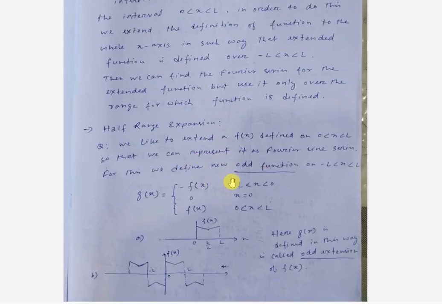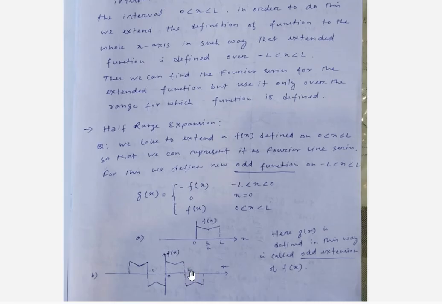Now, we would like to extend the function f of x on the interval 0 to L so that we can represent it as a Fourier sine series. For this, we now define an odd function on minus L to L. Now g of x we define such that for minus L to 0, the function is minus f of x, it is 0 at x equal to 0, and for 0 to L it will be f of x. For 0 to L we get the function f of x, but if we extend this for 0 to minus L, we will get minus f of x, right? So this is what we get after extension from minus L to L.